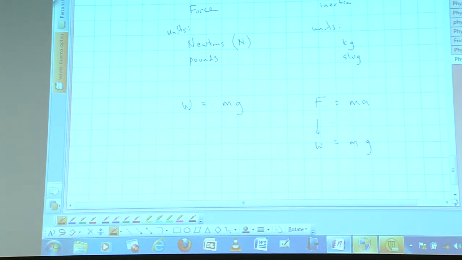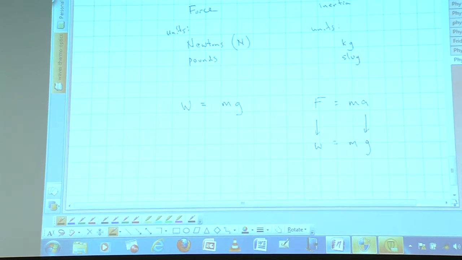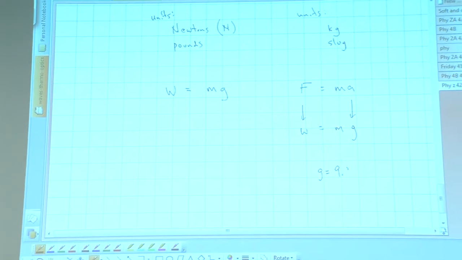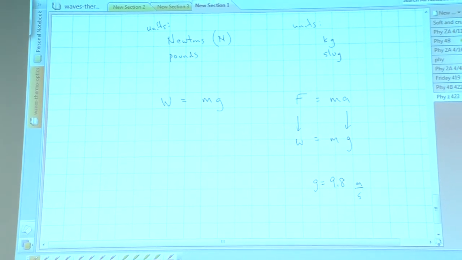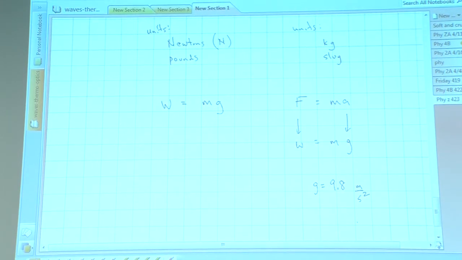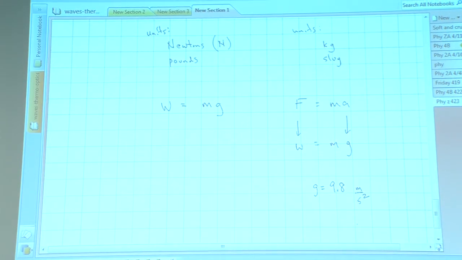So we have a special symbol we use, lowercase g, that's the acceleration of gravity. And g is equal to 9.8 meters per second squared. And we've already used that because of kinematics, right? We've used that in our kinematics equations. Question? Why do all objects fall at the same rate?